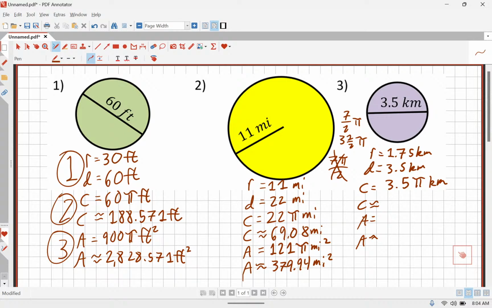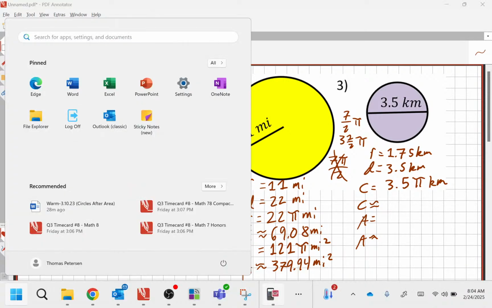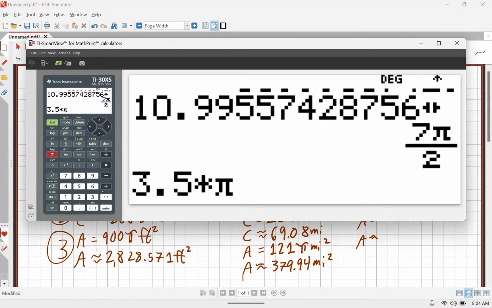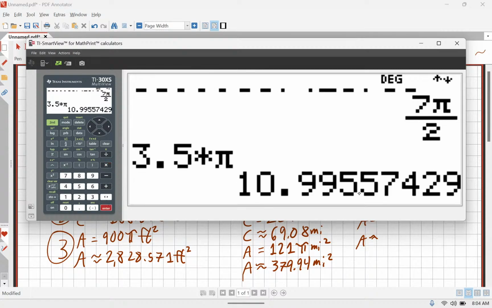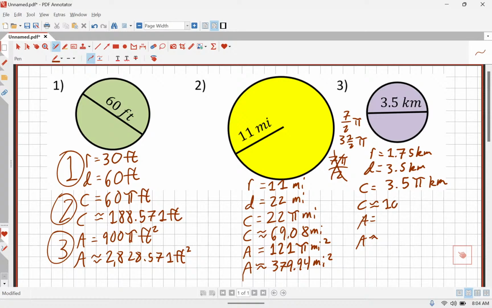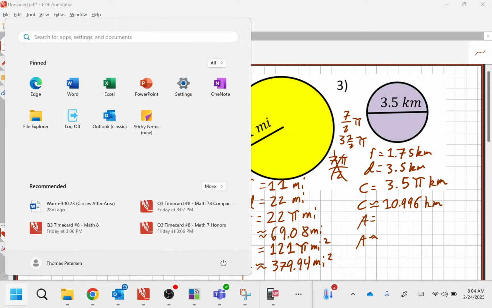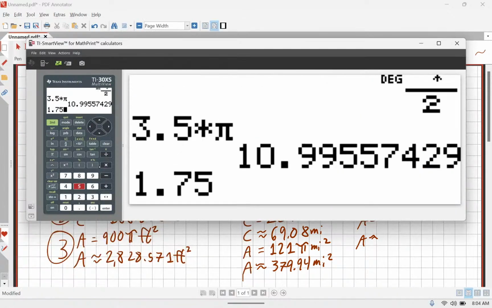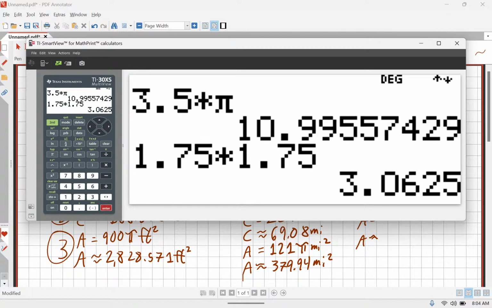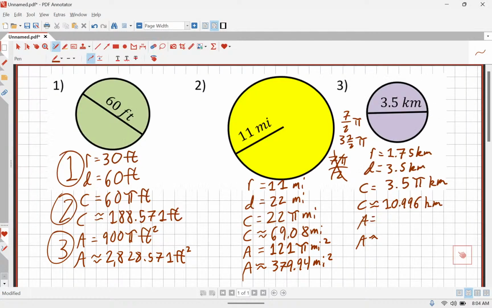Bradley, what's your favorite approximation of pi? The pi button. I love it. We got them all. So if we do 3.5 times pi, it actually already gave that to us. 10.996 is what that's going to round to. 10.996 kilometers. And then what would you get for the area? How would you do that, Bradley? 1.75 times 1.75. 3.0625. So for the exact, I would actually like to see that whole thing. 3.0625 pi kilometers squared.